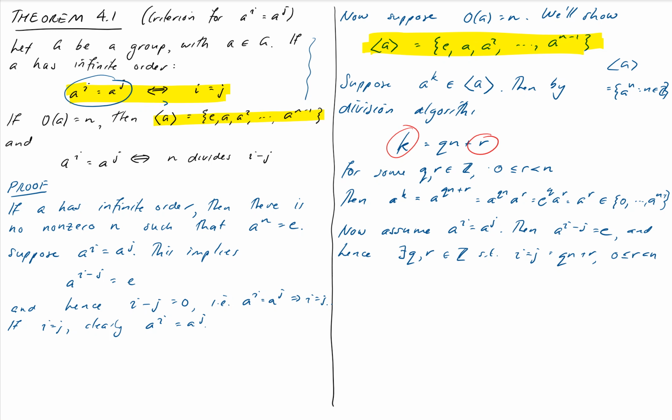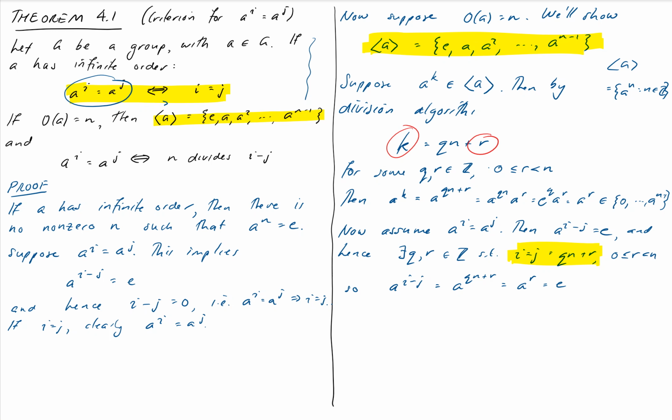This time I'm using it on i minus j, because it will again come up with a number of a to the n's, which will just go away because they're identities, and we'll show that r will have to be 0 here. So a to the i minus j equals a to the qn plus r equals a to the r, because we did that before, equals the identity.